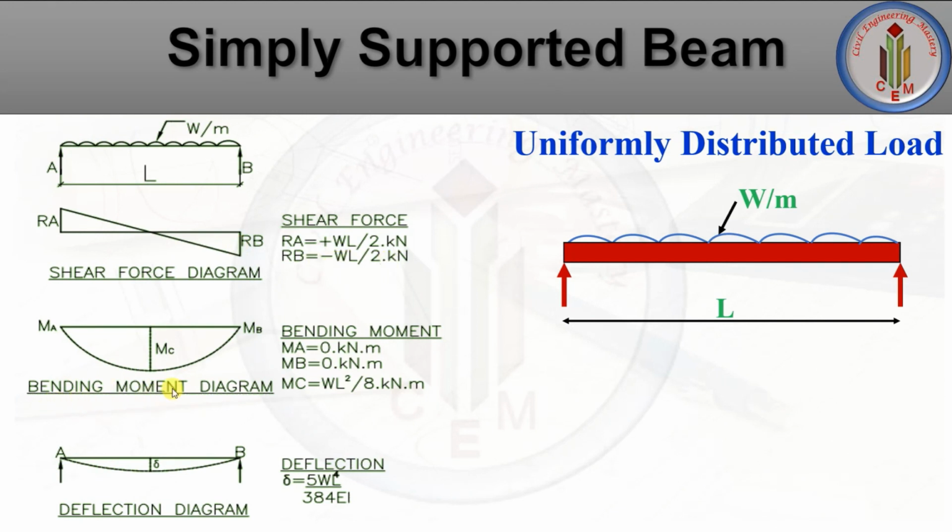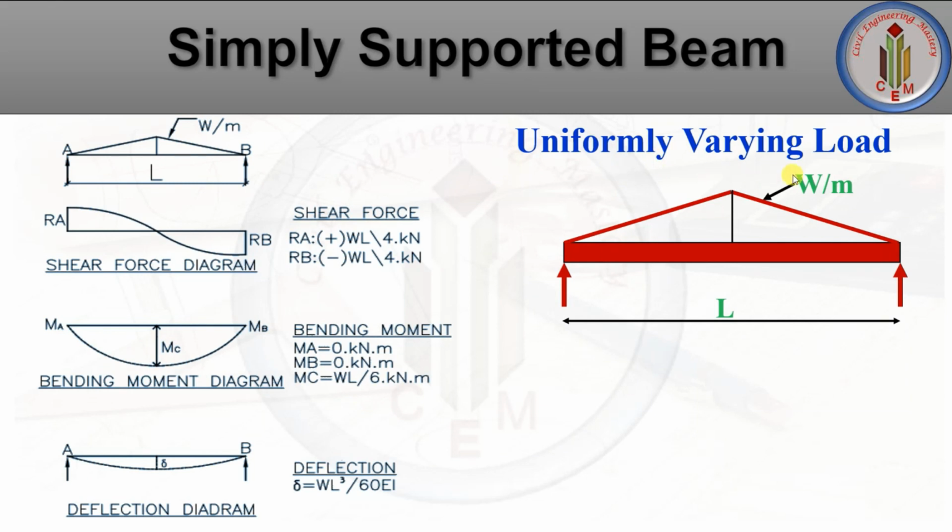Next, let's look into the bending moment diagram. At MA it is 0, MB is 0, and the bending moment will be parabolic in uniformly distributed load. So at the midpoint it will be maximum. The formula is WL square by 8. Next one is deflection. To calculate deflection, the formula is 5 W L power 4 divided by 384 EI. W is the load per meter, L is the length of the beam, E is the Young's modulus, I is the moment of inertia.